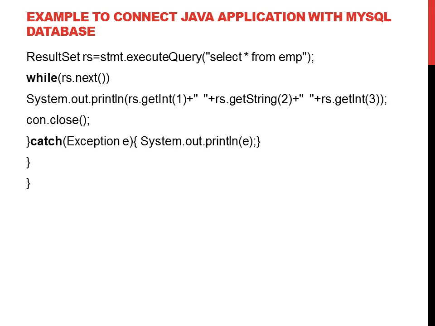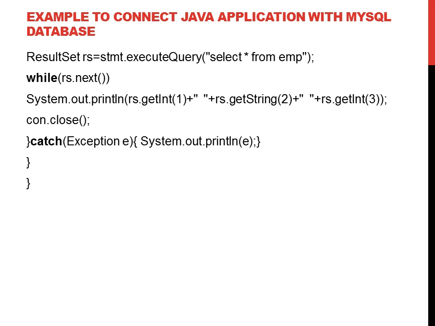So result set rs is equal to statement object dot executeQuery. Our query is select star from EMP. The result will be stored in rs object. So you have to process the results by iterating this rs object. rs.next means it points to the first row.